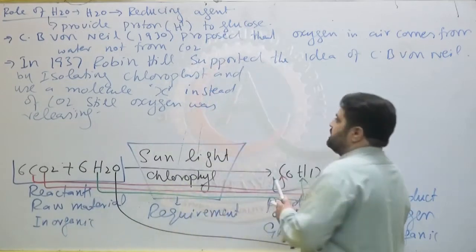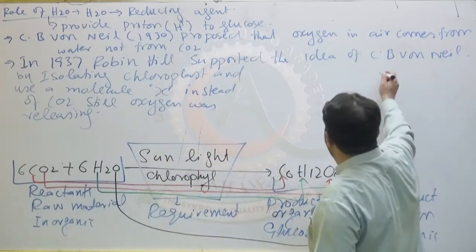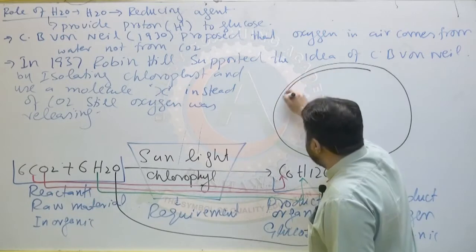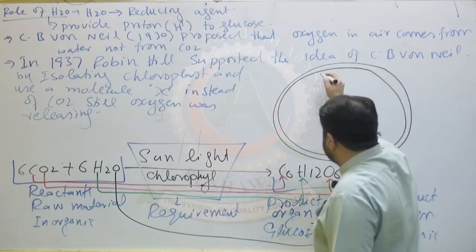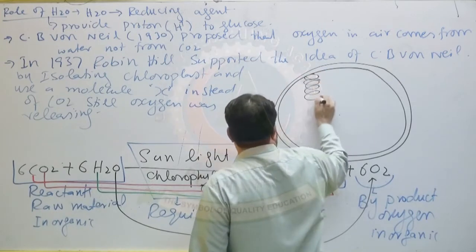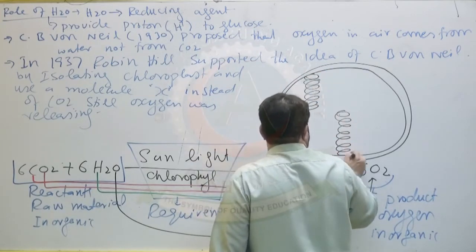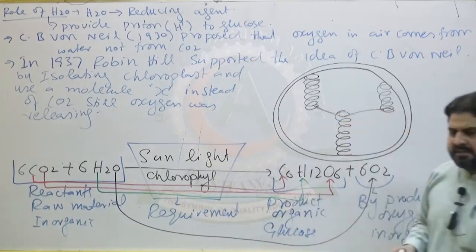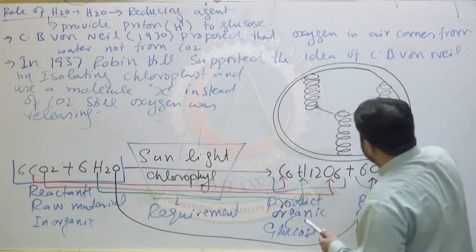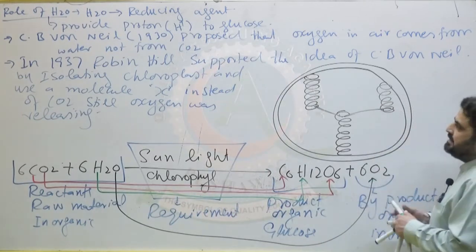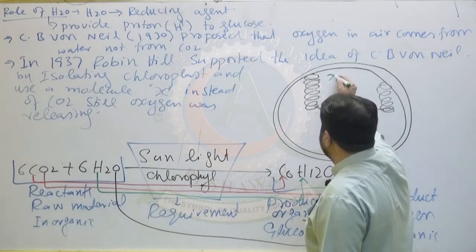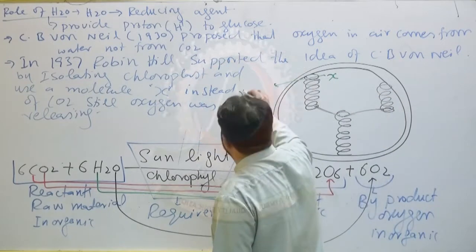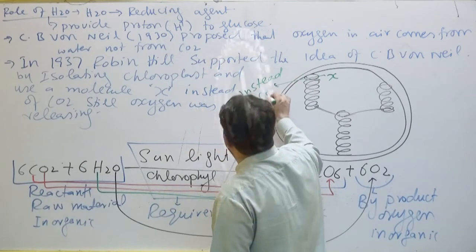How? Actually, Robin Hill isolated the chloroplast. Chloroplast is a cell organelle and it is double membranous. It consists of two membranes, one outer membrane and another inner membrane. This inner membrane consists of highly folded structures, which we call grana, and these grana are linked with one another through intergrana. Let's suppose we consider this to be a chloroplast. So Robin Hill used a molecule X, meaning any type of molecule, but not carbon dioxide. That X is used instead of carbon dioxide.